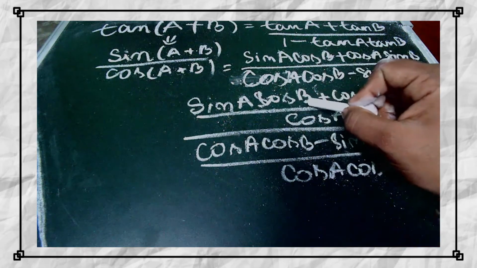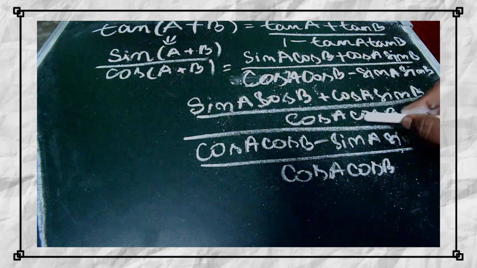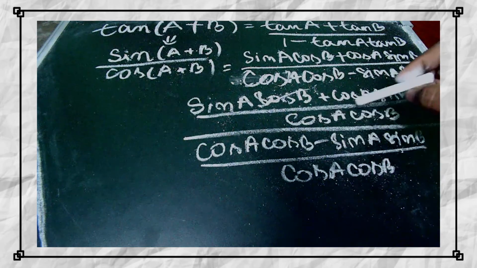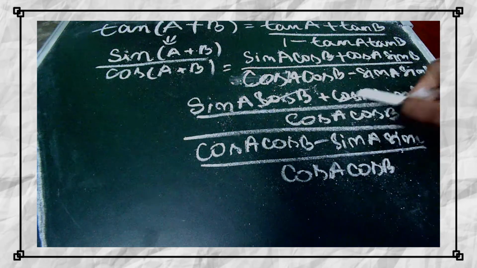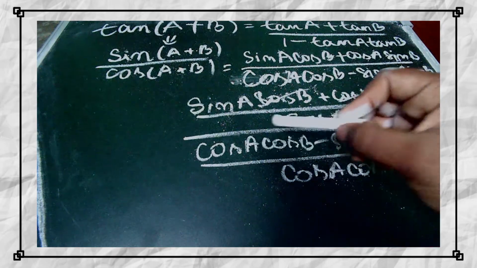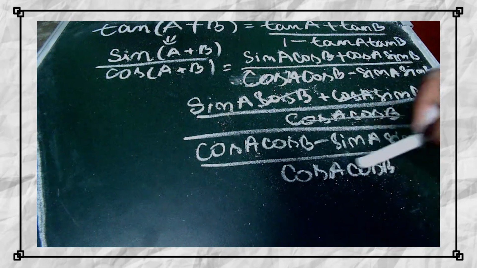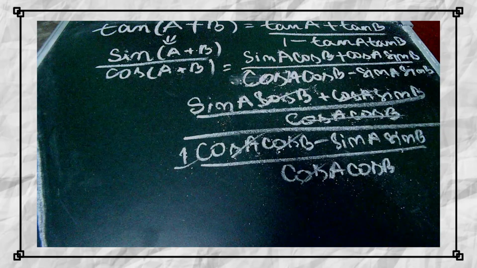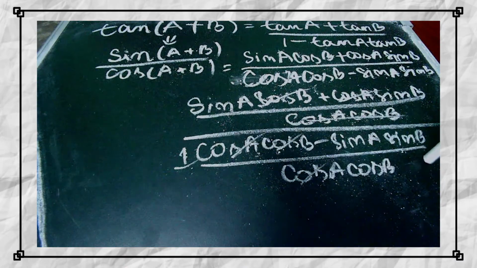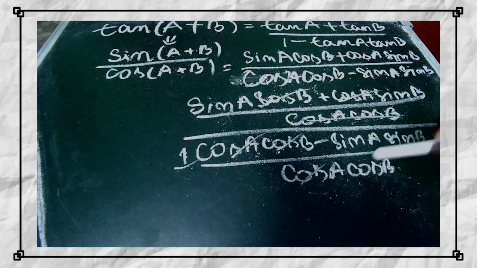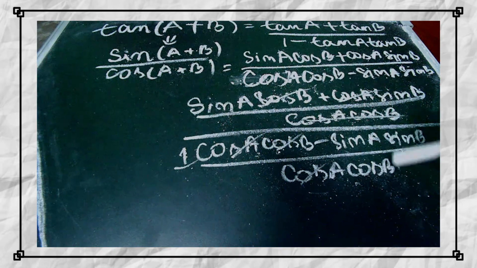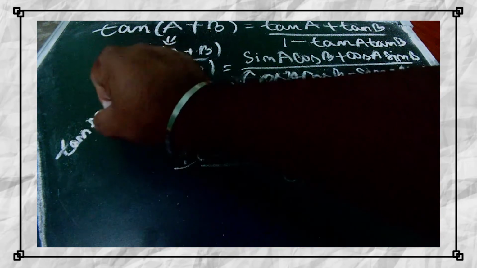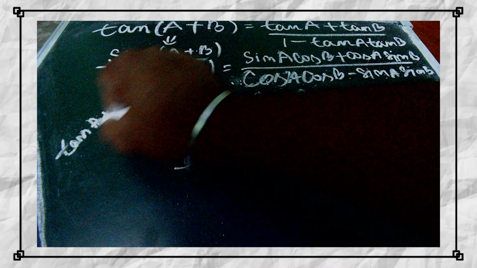So sin a cos b divided by cos a cos b, cos b will be cancelled. Cos a sin b divided by cos a cos b, cos a will be cancelled. Again in the denominator, cos a cos b divided by cos a cos b, both will be divided and it will become 1. And sin a sin b divided by cos a cos b will be, sin a by cos a is tan a, and sin b by cos b is tan b. So we will get the formula tan a plus tan b over 1 minus tan a tan b, that is tan of a plus b.